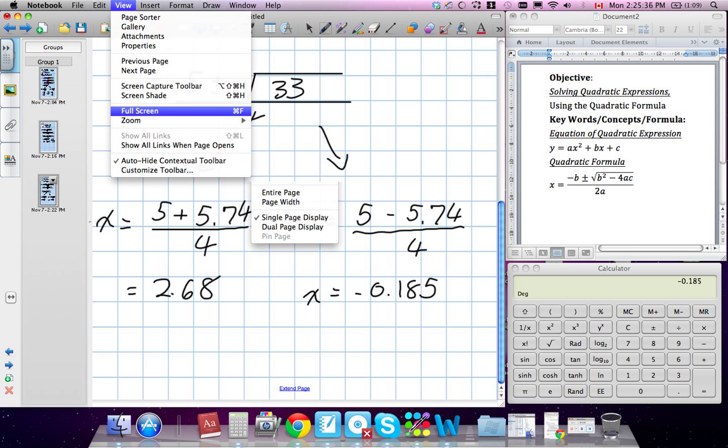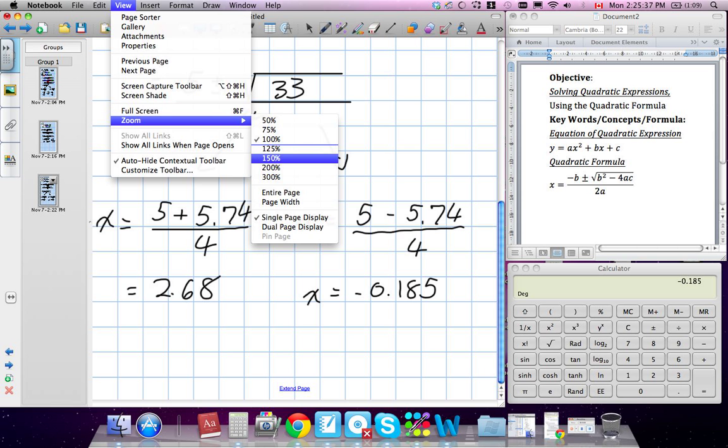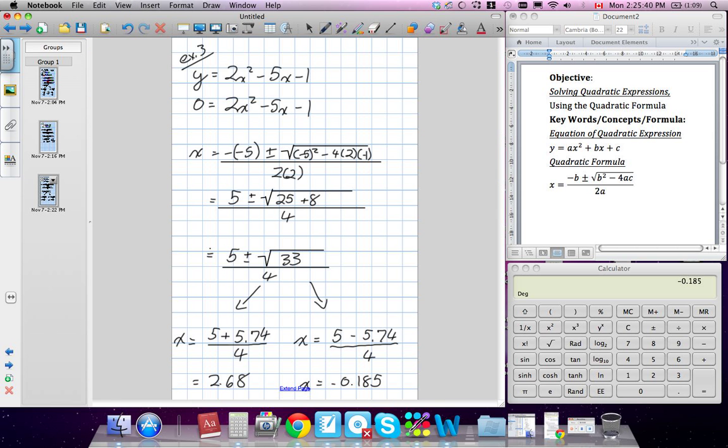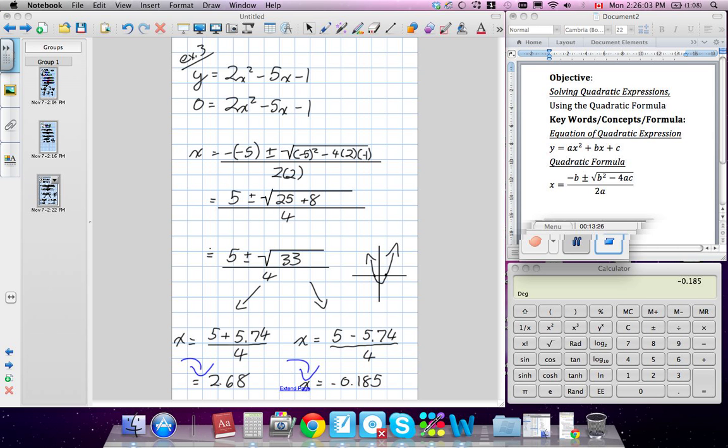So I now have my 2 values of x. If this was on a graph, our 2 x-intercepts, we have 2 values. We have a positive one and a negative one, and it looks like it's positive, opening upwards. So we have some parabola that looks like that. The only difference is our x-intercepts are not round numbers. We have decimals.